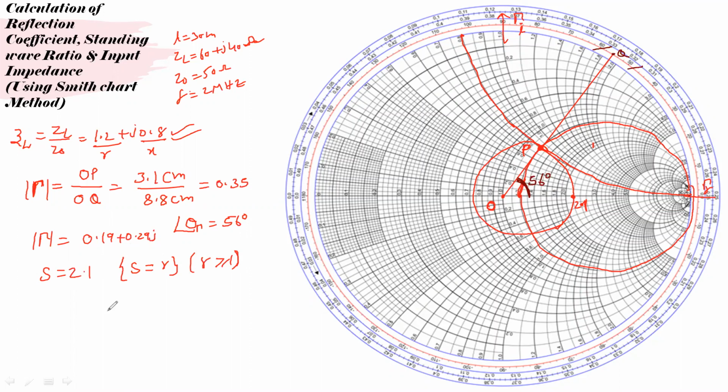Now the last parameter we need to identify is the input impedance. For this we need to do a little bit of process. This is also simple. To obtain the input impedance, first express the term L in terms of lambda. Actually L is equal to 30 meters, that is given, and you need to express it in terms of lambda.